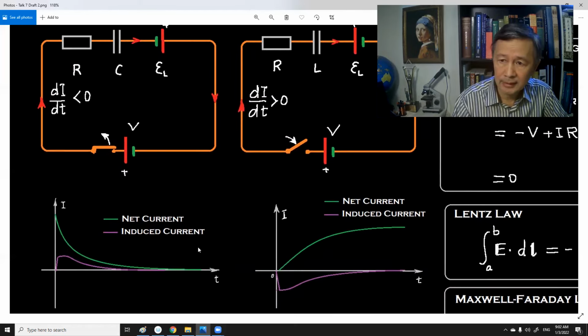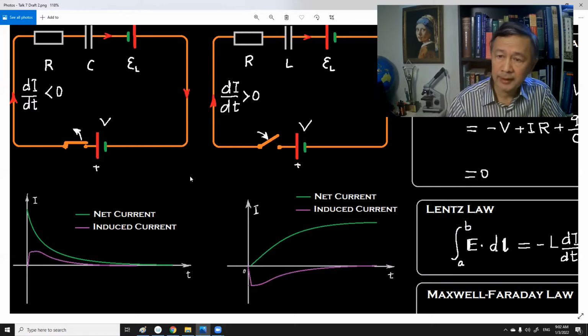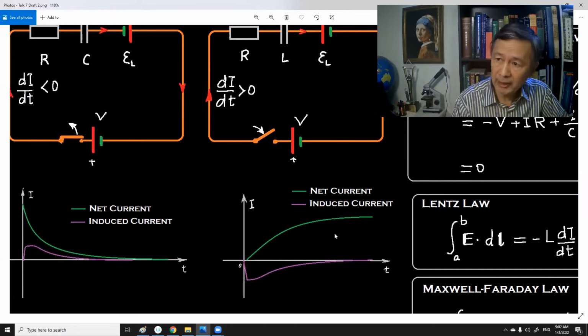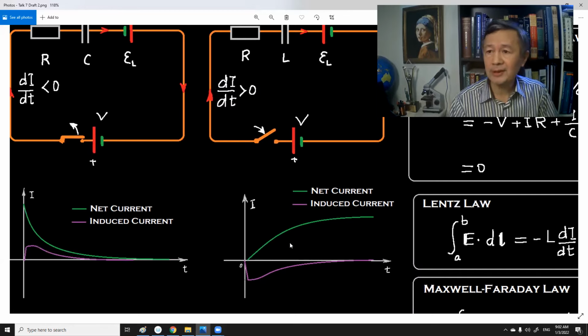On the other hand, when you just switch on the battery, the current will increase exponentially, as denoted by this green colored curve, that is the net current. However, in this case, we have to be careful that the induced current due to self-induction is actually negative relative to the current provided by the battery, as denoted in this graph.